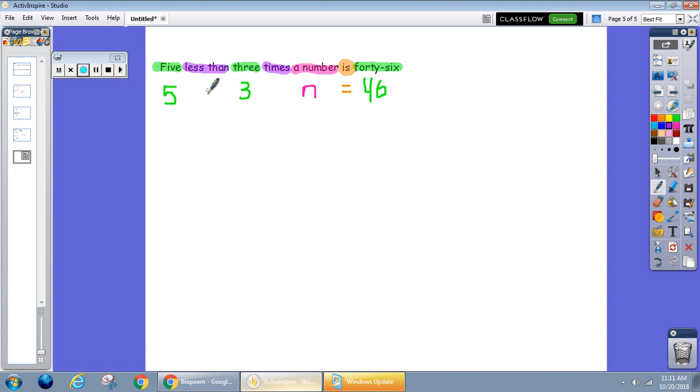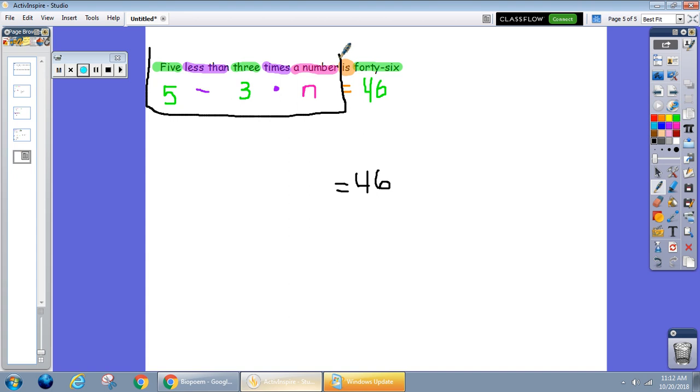All right, 5 less than, this tells us to subtract, and then times, this time I'm just going to do my dot instead of the x. All right, so now I need to put this in the right order. So 5 less than 3 times the number is 46. All right, I'm going to keep the equals and the 46 here because that's the only thing on that side, so I know that has to be in the right order. Let's focus on just this part. 5 less than 3 times the number.